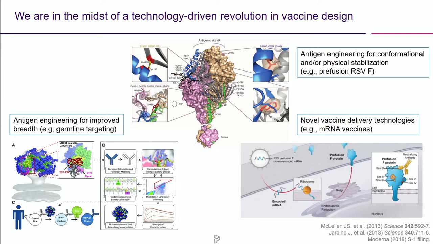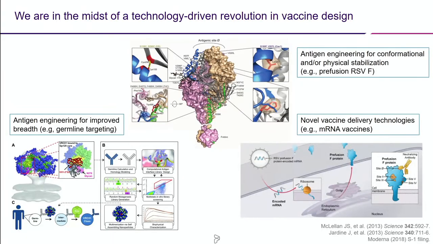Right at the top, there's a ton of people doing work on structure-based antigen design, where you try to figure out what is the best antigen that we can present to program the immune system to respond against a given pathogen in precisely the way that we want it to. The example I'm showing here is the pre-fusion conformation of RSVF from respiratory syncytial virus. I'll be talking more about this particular molecule later in the talk.